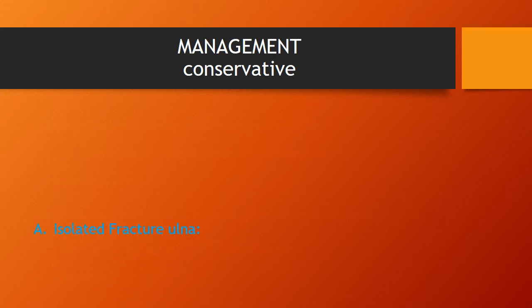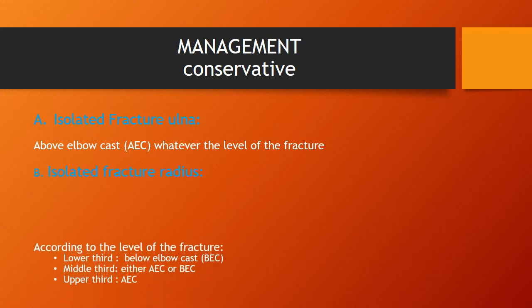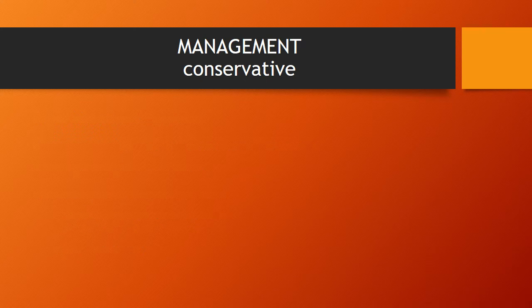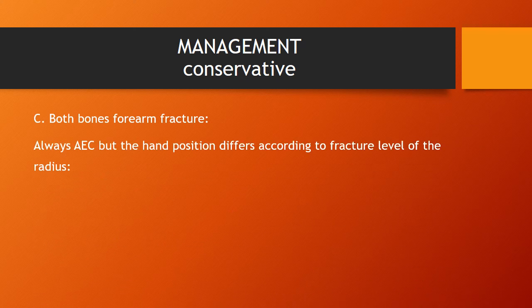So, in an isolated fracture of the ulna, always use an above-elbow cast, whatever the level. In an isolated fracture of the radius, according to the level: if it's the lower third, we go to a below-elbow cast. In the middle third, above or below, and it's better to be above. And in the upper third, an above-elbow cast. In a both-bones forearm fracture, always above-elbow cast. When both bones are affected, we have to go above elbow, since the ulna is already broken.